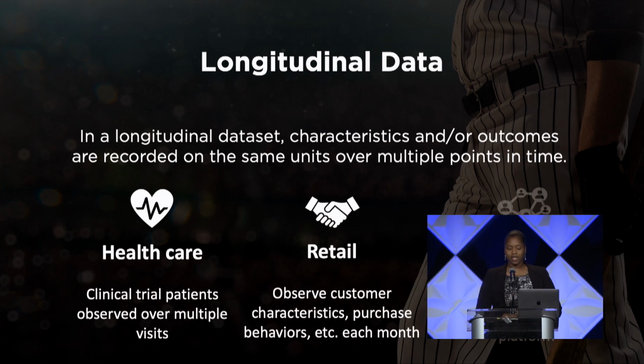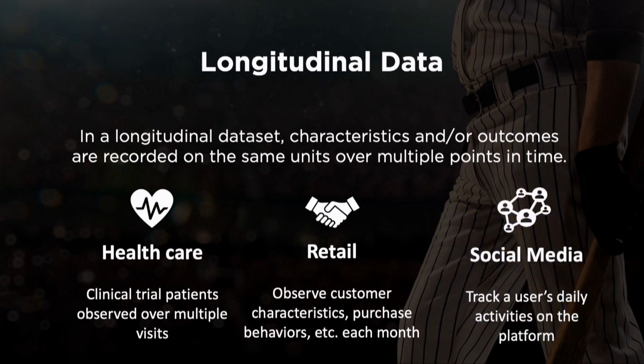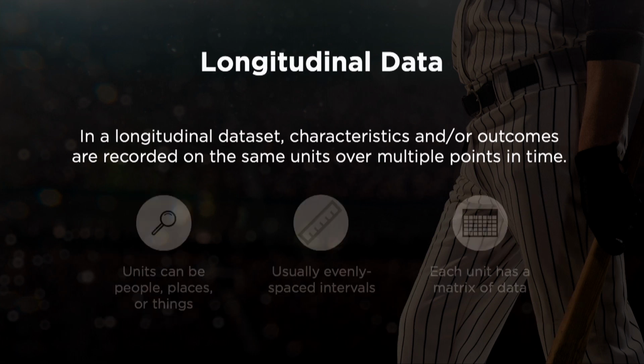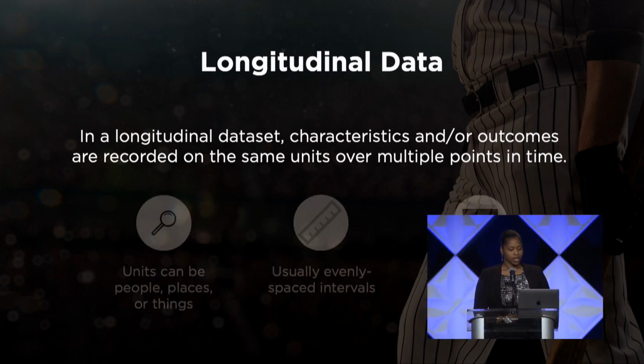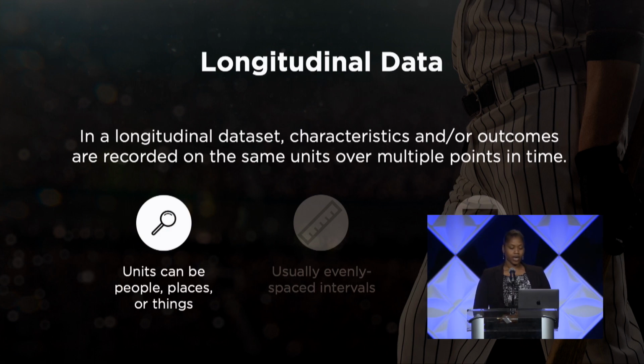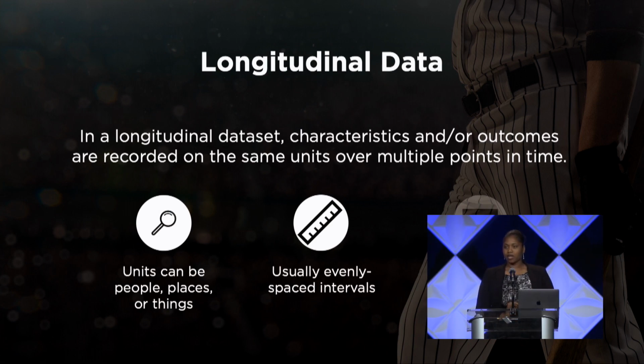Another example could come from retail, where maybe you'd observe a customer's behaviors or characteristics every month. Or perhaps you're analyzing user behavior, so maybe you're at Facebook or Twitter, and you're looking at how the users behave or interact with the platform every day. So there's lots of other examples. In those applications, we're looking at people over time, but we could also have a longitudinal data set that stores information about buildings or objects, pets, anything really, where again, we're looking at the same thing over multiple time points. They don't have to be, but usually the time points are evenly spaced, so say we're making observations every day or every month.